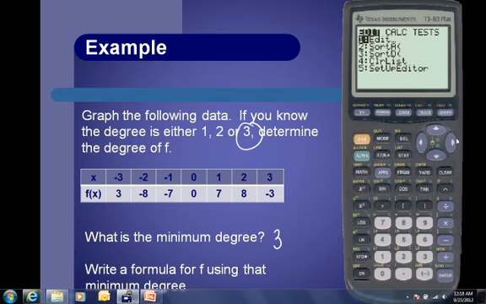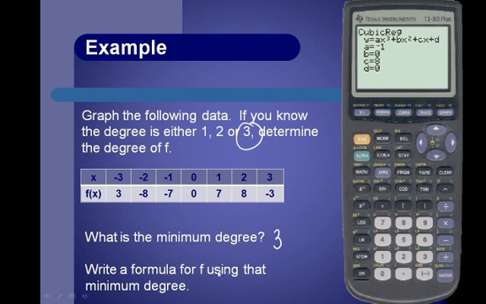Well, we're going to go into stat. We're going to calculate. Again, cubic regression is number 6. So when we press number 6 and then press enter, that gives us our formula, which says f of x is equal to -1x to the third plus 0x squared plus 8x plus 0, or -x to the third plus 8x. And we could check it on our calculator.